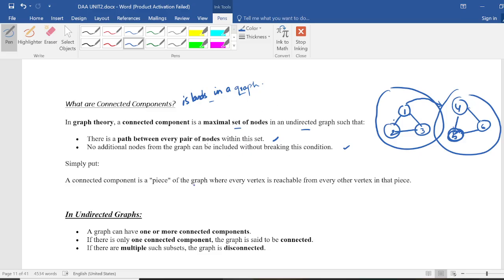Simply put, a connected component is a piece of the graph where every vertex is reachable from every other vertex in that piece. In that piece only.